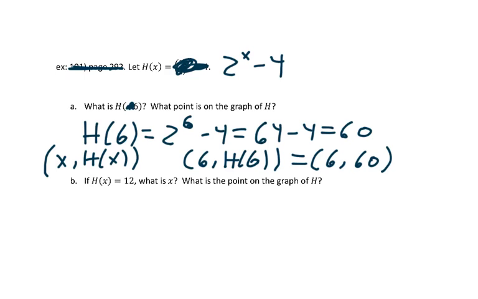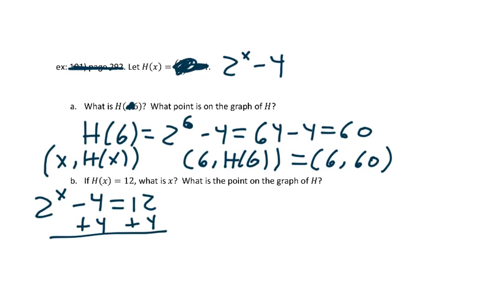Good. For this one, we want to know if h of x is 12, what is x? So we want to basically find x such that 2 to the x minus 4 is 12. Okay, so again, let's get x all alone. Let's get the 4 out of here by adding 4. These cancel. We get 2 to the x is 16.